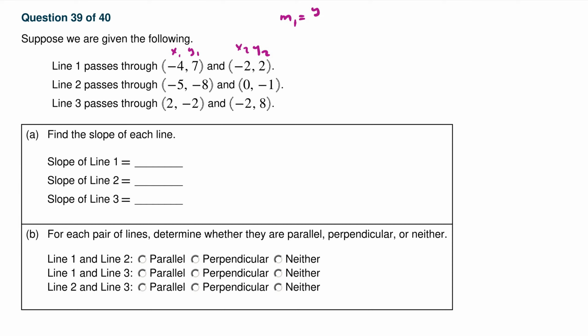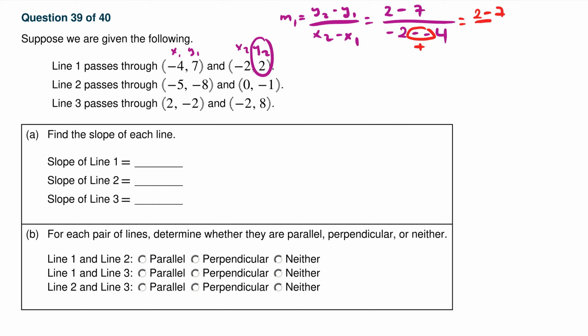M1 equals y2 minus y1 over x2 minus x1. Your x2 is 2 minus 7 over negative 2 minus negative 4. The two negatives turn into a positive, so that will be 2 minus 7 over negative 2 plus 4. That will be negative 5 over 2. Okay, that is the slope of line 1, negative 5 over 2.